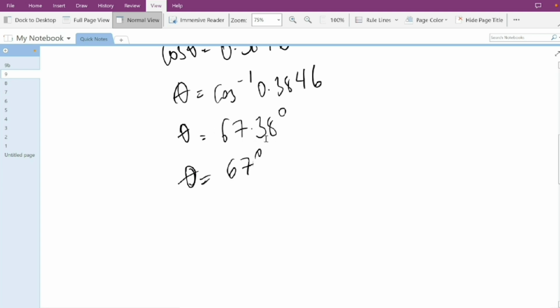So this is to the nearest degree 67, because 3 is not even up to 5. So by the time you are taking off these two through approximation, it doesn't add anything to the number in front. Theta is 67 degrees.